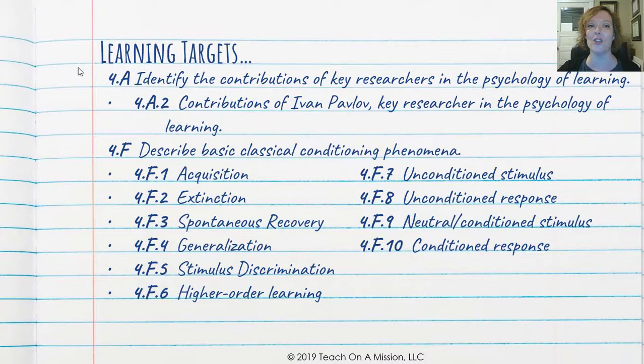Our learning targets are to identify the contributions of key researchers in the psychology of learning, specifically Ivan Pavlov, and we're going to talk about lots of different basic phenomena associated with classical conditioning. So acquisition, extinction, spontaneous recovery, generalization, stimulus discrimination, higher order learning, unconditioned stimulus, unconditioned response, neutral or conditioned stimulus, and conditioned response. You will know what all of those terms mean by the end of this video. If you haven't done so already, go ahead and grab your notes and let's get started.